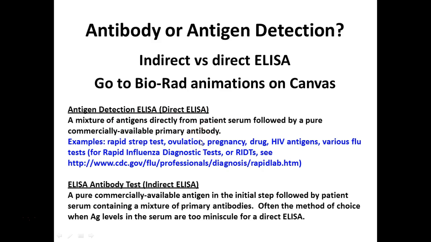Ovulation test, that hormone again is the antigen. We're using antibodies to detect it. Drug tests, HIV antigen testing, rapid flu tests. These are all ELISA-based rapid tests that they use in doctors' offices or at home.